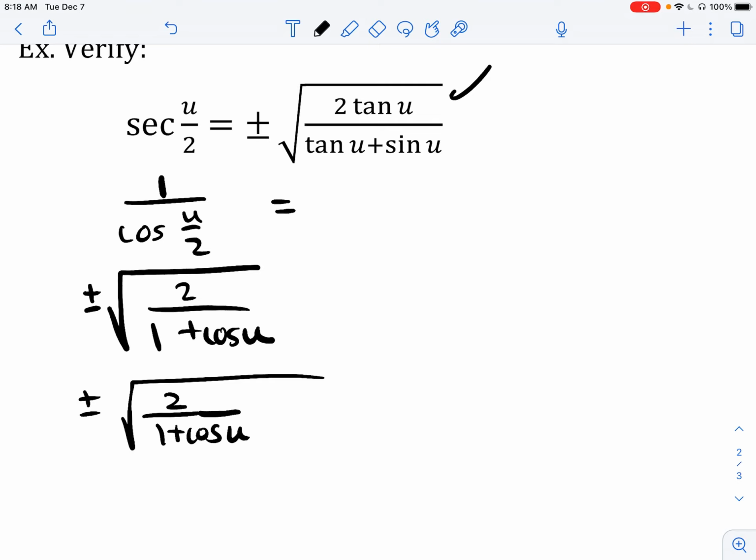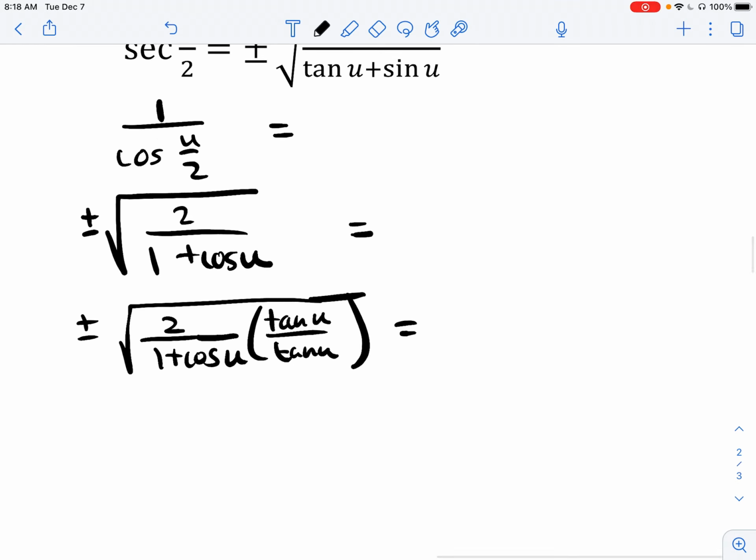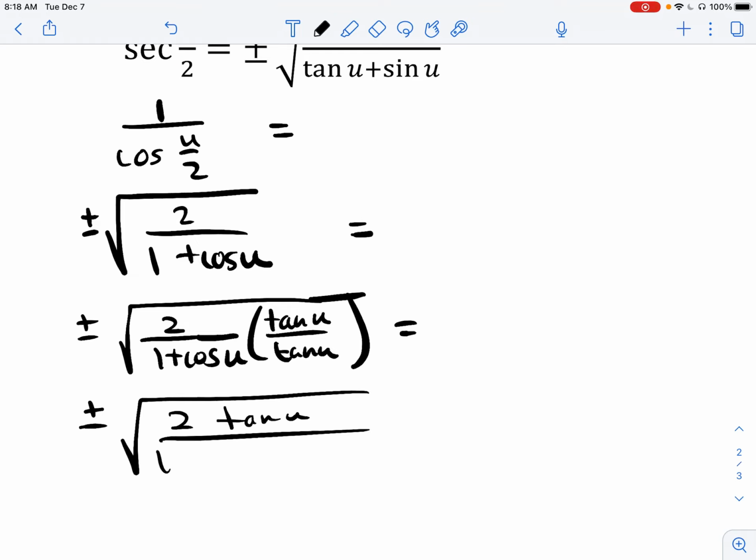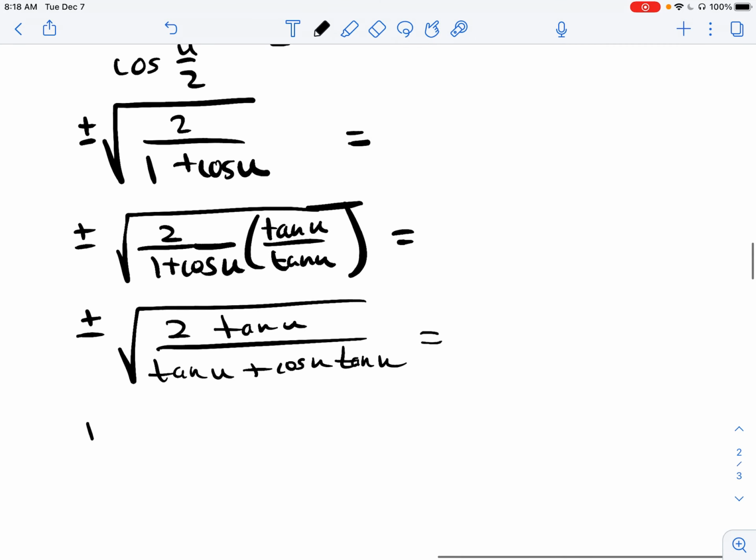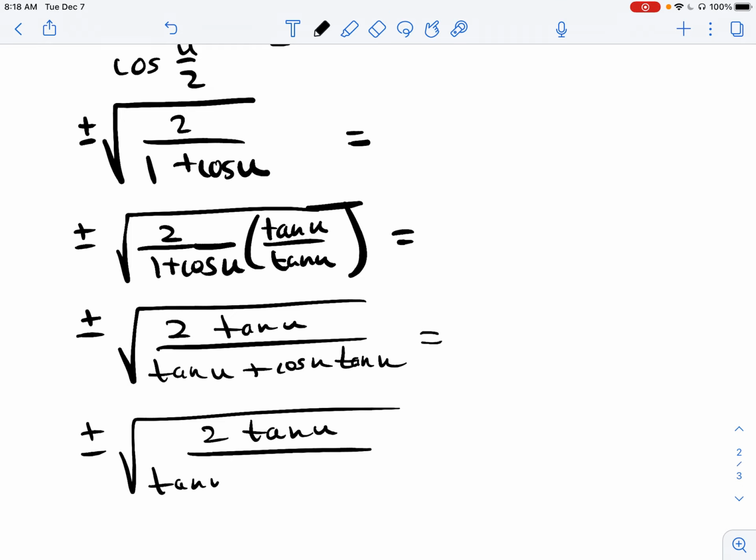And I do know that I want to end up with tangent in my numerator here. So what I'm going to do is multiply both the top and bottom by the tangent of u. Extend that out, and this allows me to write the following: plus or minus 2 tangent of u. If I distribute that tangent of u in the denominator, I get tangent of u plus cosine of u times tangent of u. And then from here, 2 tangent of u over tangent of u plus cosine of u. I make a simplification here, sine u over cosine u.